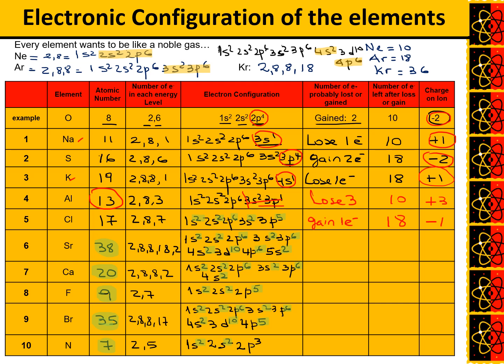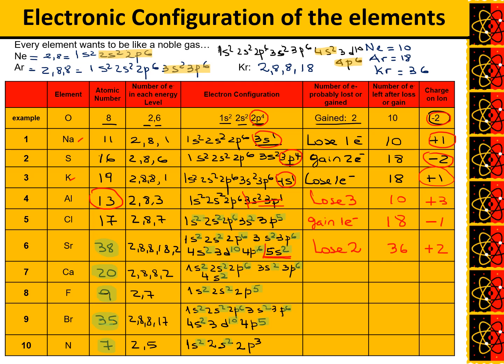In this one, it's going to lose 2 because it has 5s2, and that is what it takes for the strontium to get the configuration of a noble gas. So this one is going to be +2, and the amount of electrons are going to be 36.